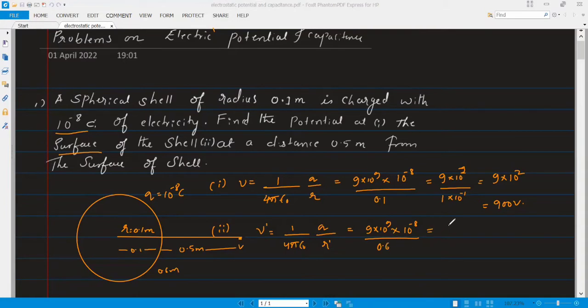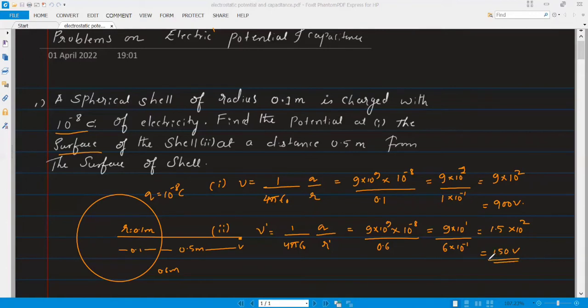This can also be written as 9 into 10 to the power of 1 divided by 0.6, which can also be written as 6 into 10 to the power of minus 1. If we calculate, 9 divided by 6 is 1.5. This is going to be 10 to the power of 1 already, and minus 1 taken up becomes plus 1. This is going to be 2. So this is 150 volt.